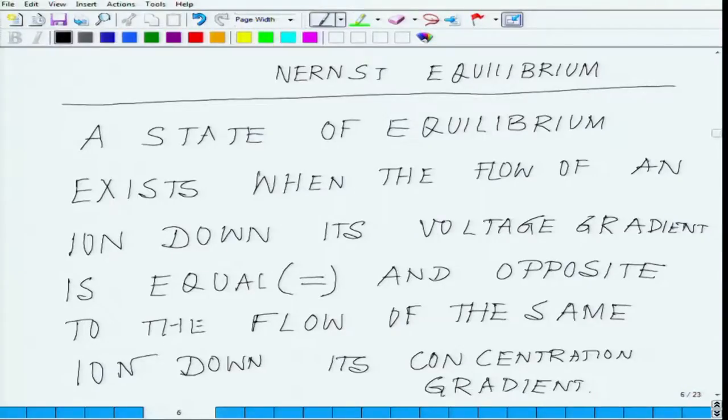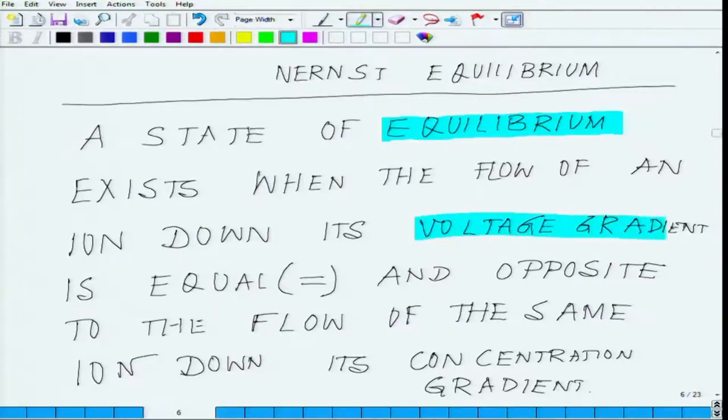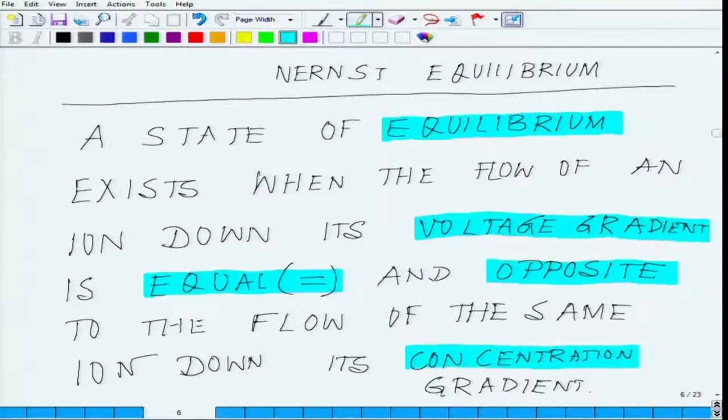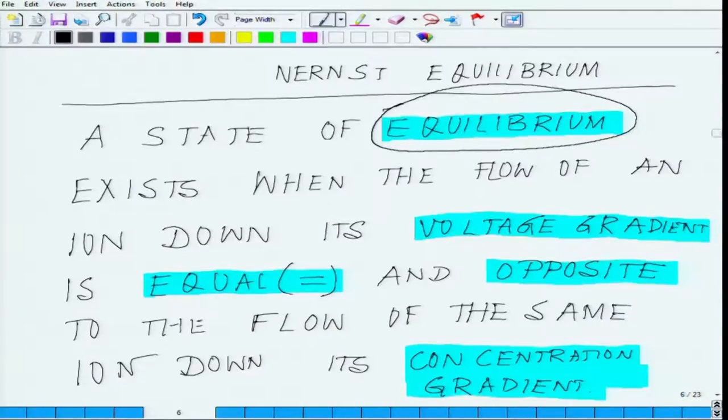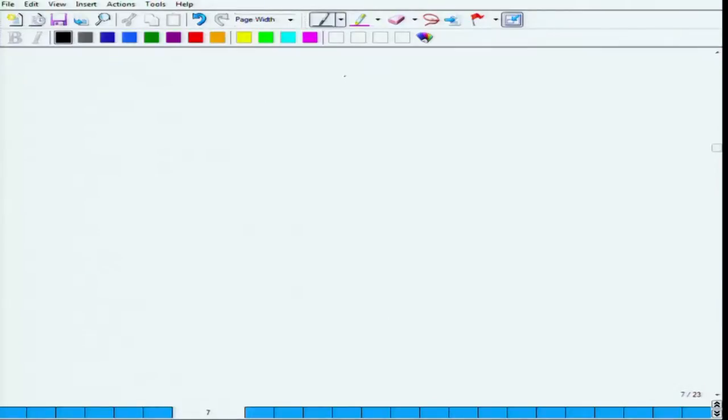So, if you read through this carefully, since I have now put everything in words, a state of equilibrium. Your first keyword should be the word equilibrium, which exists between the flow of an ion down its voltage gradient. The second keyword is equal and opposite to the flow of the same ion down its concentration gradient. This is important. Essentially, you need to realize there are three important words in between the lines. There is an equilibrium which has to be established. So, let us see what exactly that means.